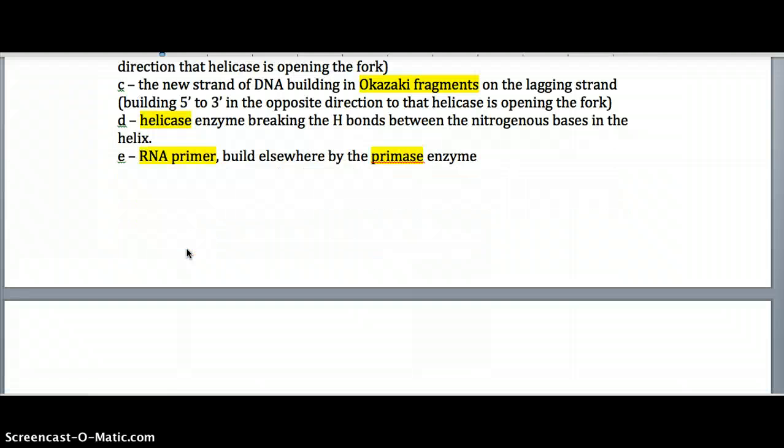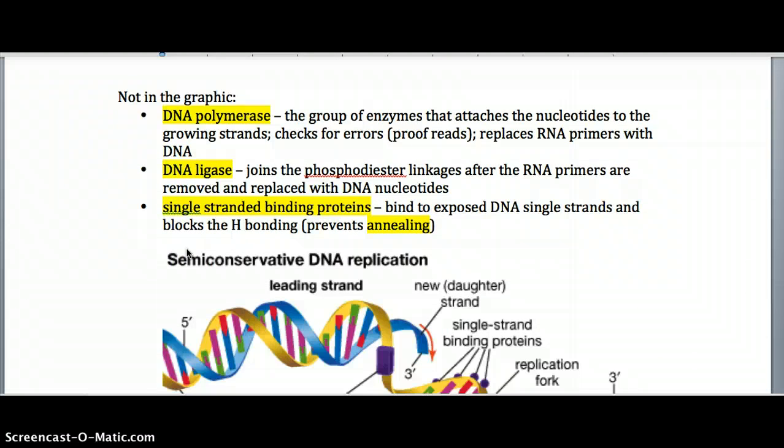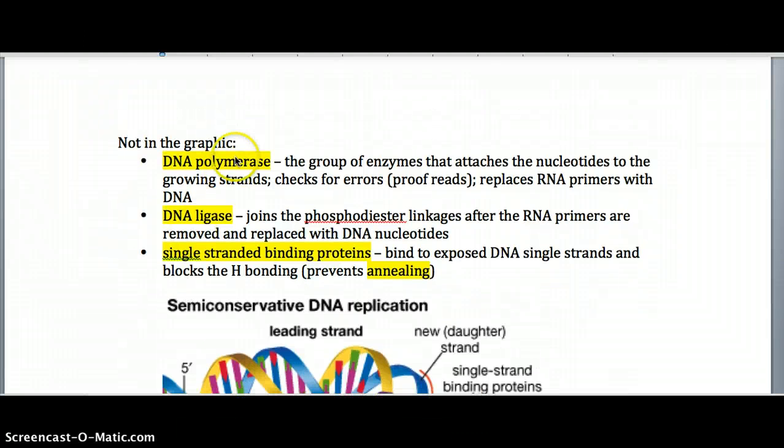So, things that are not mentioned on that diagram. DNA polymerase is the enzyme that's going to add the new nucleotides in. Also, it checks or proofreads, and it can replace the RNA primers with DNA nucleotides. Ligase is an enzyme that's like a chemical glue, can help join the phosphodiester linkages in those free nucleotides and make it a continuous strand after the RNA primers are removed.